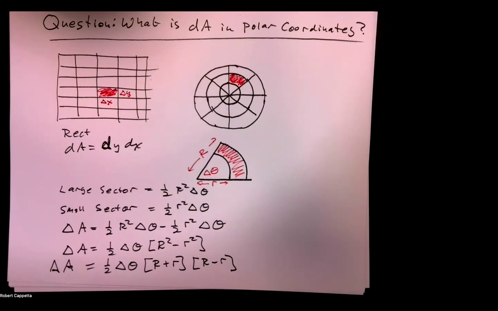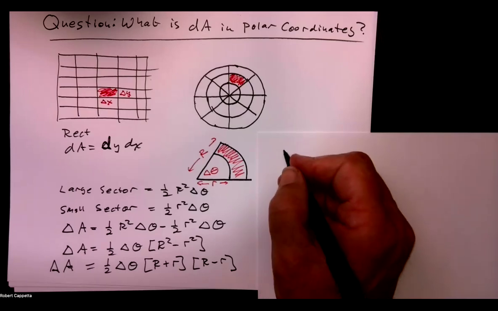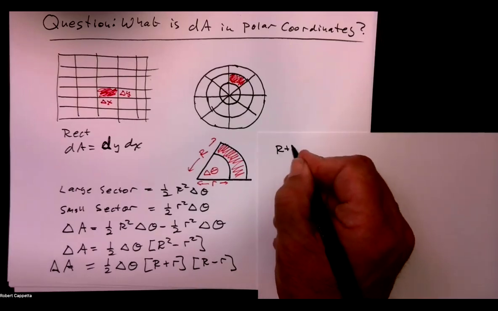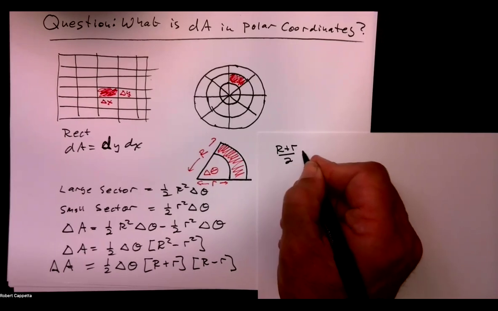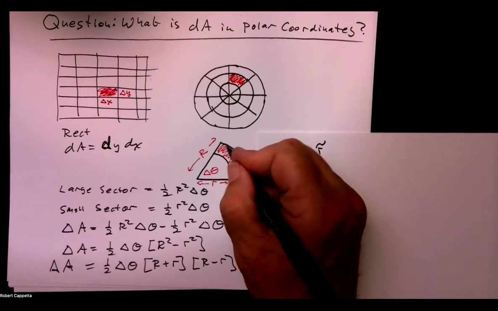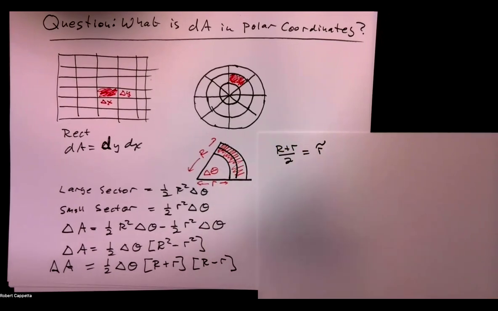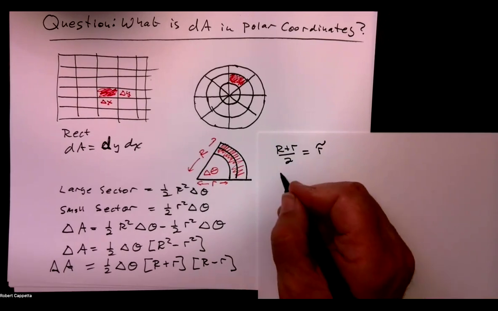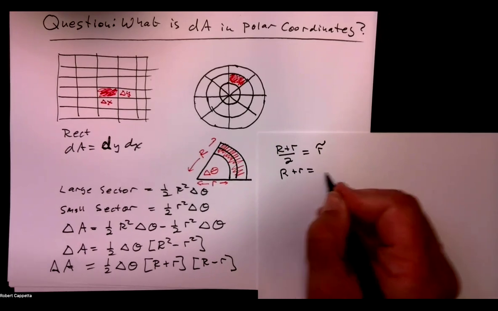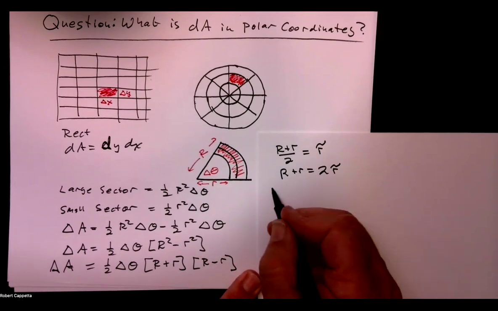Well, what are we going to say? We're going to say that big R plus little r divided by 2 is average R. We see that? So here would average R be, the average of my two R's. Big R plus little r divided by 2 is the average of the R's. So big R plus little r is just twice the average R. Okay? So now I can make that substitution.